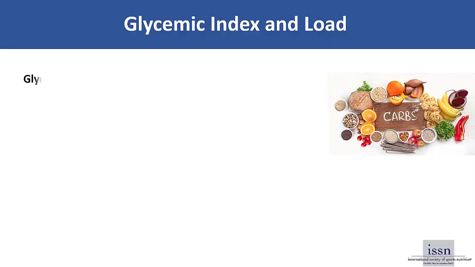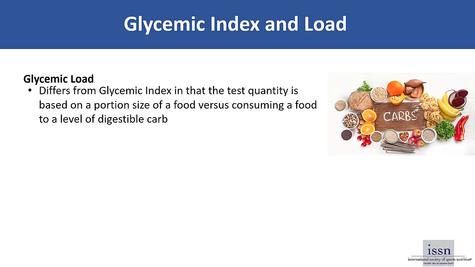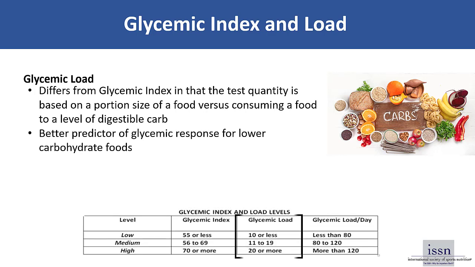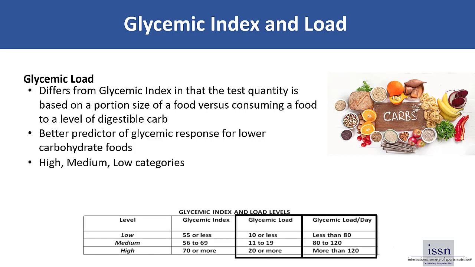In addition to glycemic index is glycemic load. Glycemic load differs from glycemic index in that the test quantity used is based on a portion of a food versus consuming a food to a level of digestible carbohydrate. Glycemic load is a better predictor of glycemic response for lower carbohydrate foods. The categories still remain though: high, medium, and low. And glycemic load can be used as a daily tool.